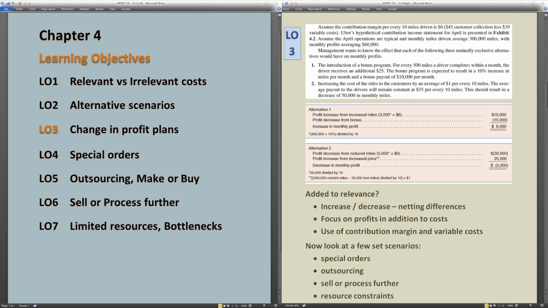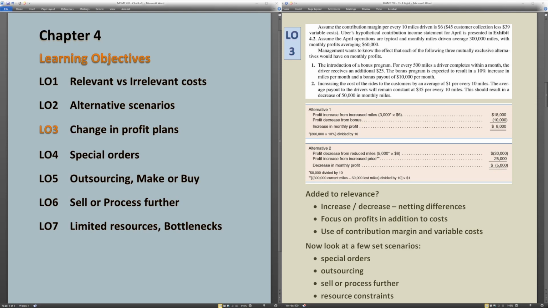So what additional thing do we learn about the differential analysis? Well, first of all, most likely in most situations, there are going to be increases and decreases, and we want to net the difference. So be on the lookout for situations or items where some of them are going to be increases to cost and some of them are decreases to cost, or alternatively, increase to profit or decrease to profit. You notice here, as opposed to the previous two scenarios, in addition to costs, we also focus on profits. We'll also focus on revenues. So it's not just a cost. Differential analysis is not just for costs, it's for revenues and costs.